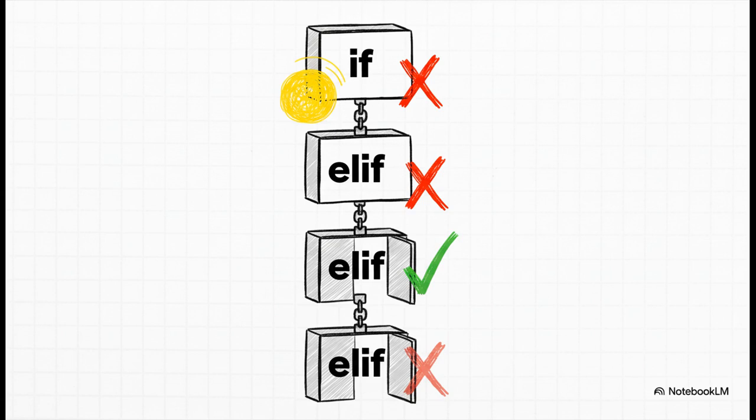Python starts at the top with the if and checks the condition. If it's false, it moves to the first elif. If that's false, it moves to the next elif, and so on. But here's the key. The very first time it finds a condition that's true, it runs that code, and then it's done. It completely skips the rest of the chain.